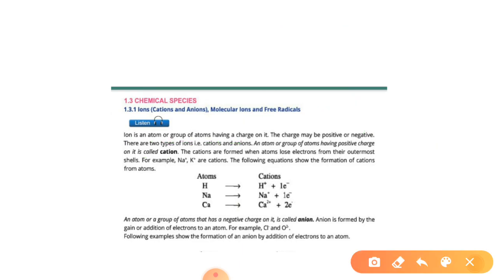So, up till now, what you have studied is that an ion is an atom or group of atoms. The second thing, they contain charge. The third thing, they may either be positive or negative. Positive ones are known as cations and negative ones are known as anions. Now we will study about cations.